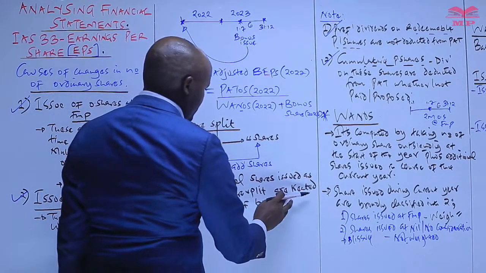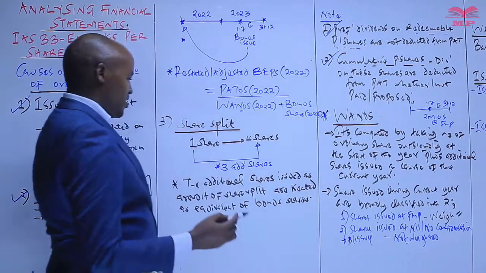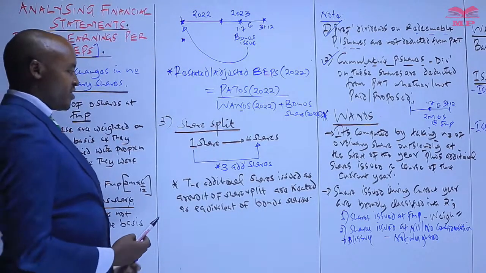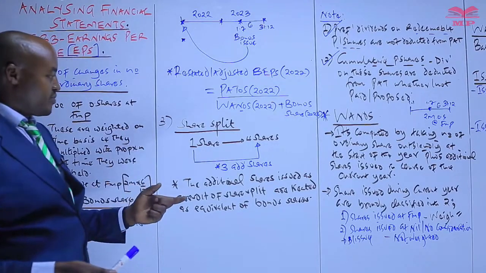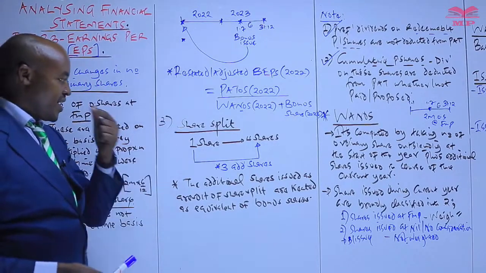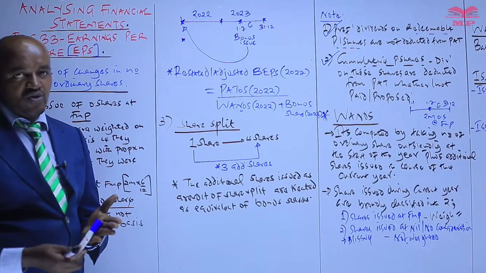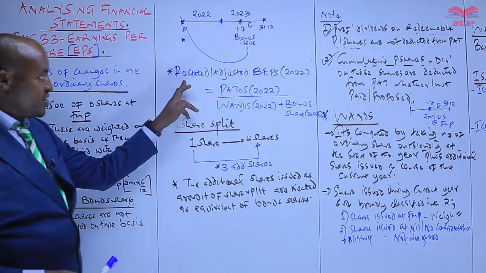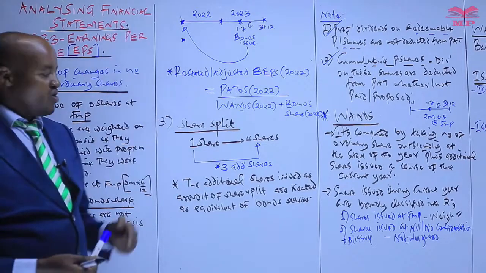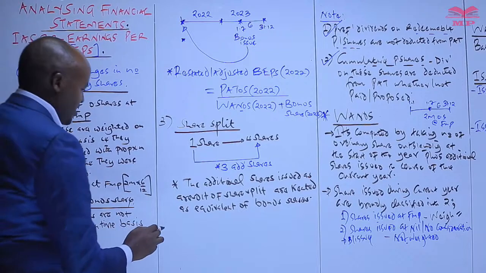Are treated as an equivalent of bonus shares. So if they are treated as an equivalent of bonus shares, it means that these additional shares issued as a result of the share split during the current year, in computing the weighted average number of ordinary shares, we don't weigh them on a time basis. And number two, we also have to use them to restate or adjust the earnings per share of the previous financial year.